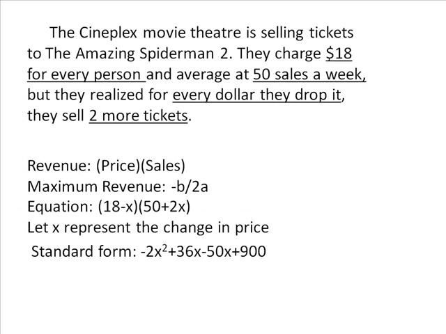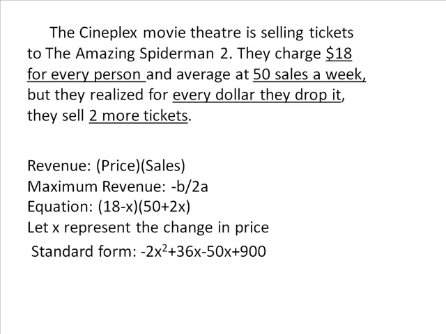Now, the best way to approach this is to look at the revenue they make currently and then apply the formula to see what the max revenue can be. What I've done is I've put the equation into factored form and I've let x represent the change in price. Now, I've expanded it to find out what the standard form of the equation will be, because the standard form of the equation is needed to calculate the max revenue.